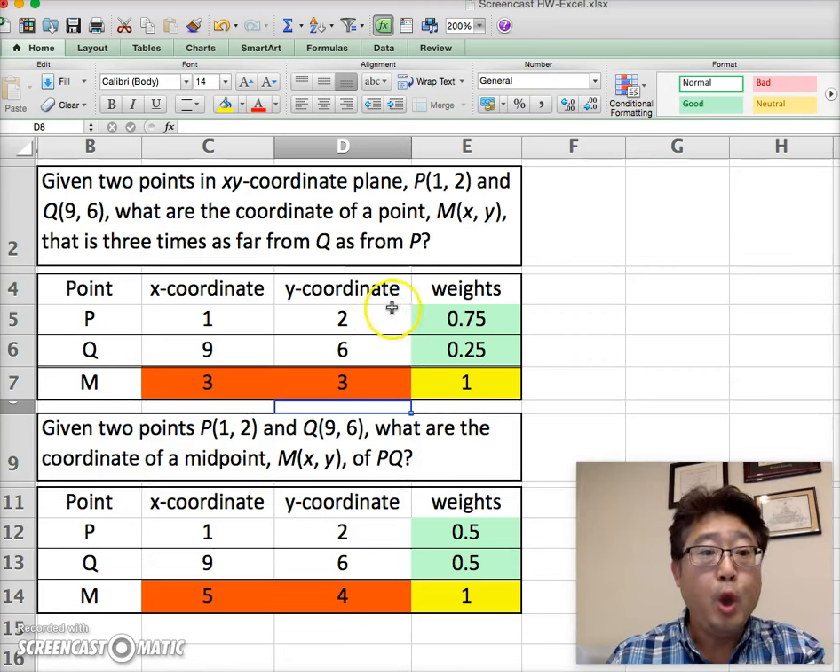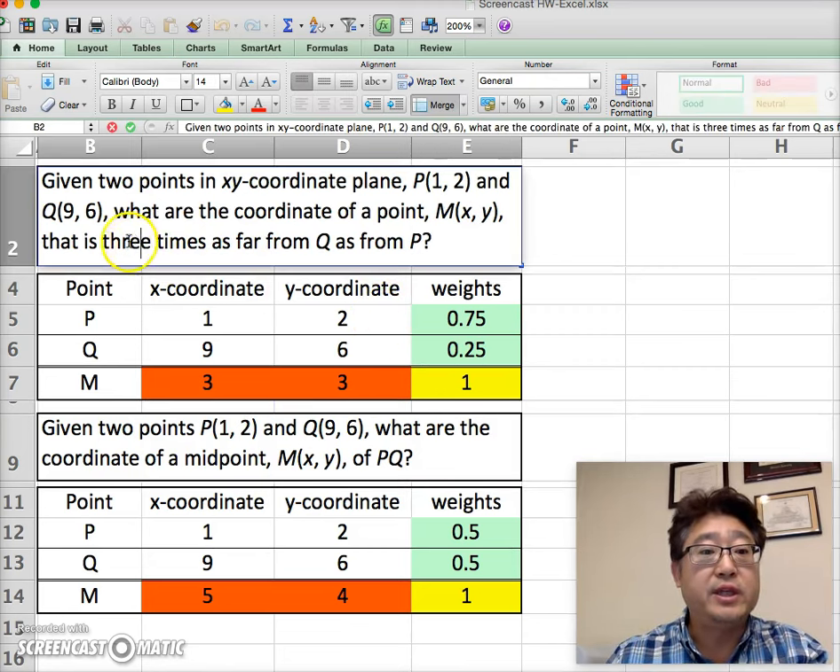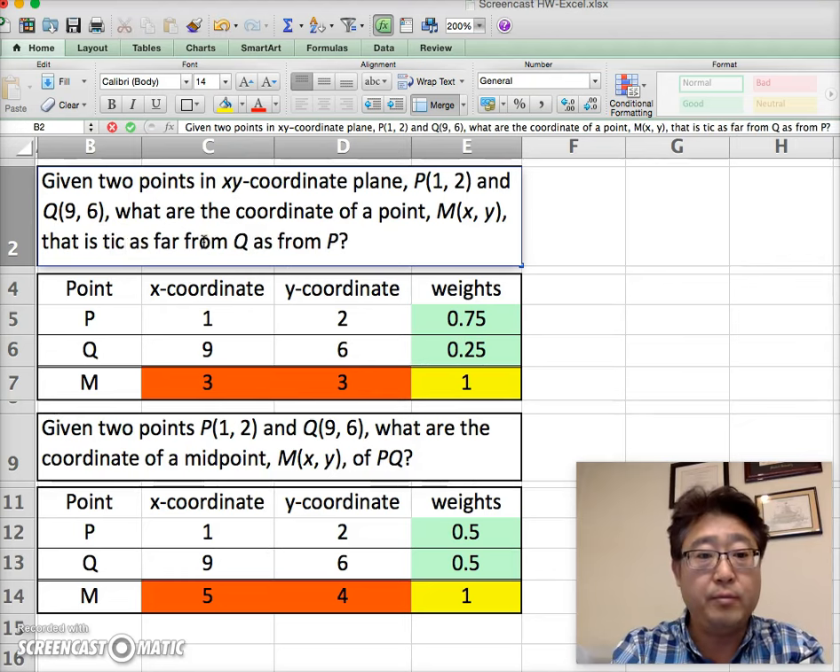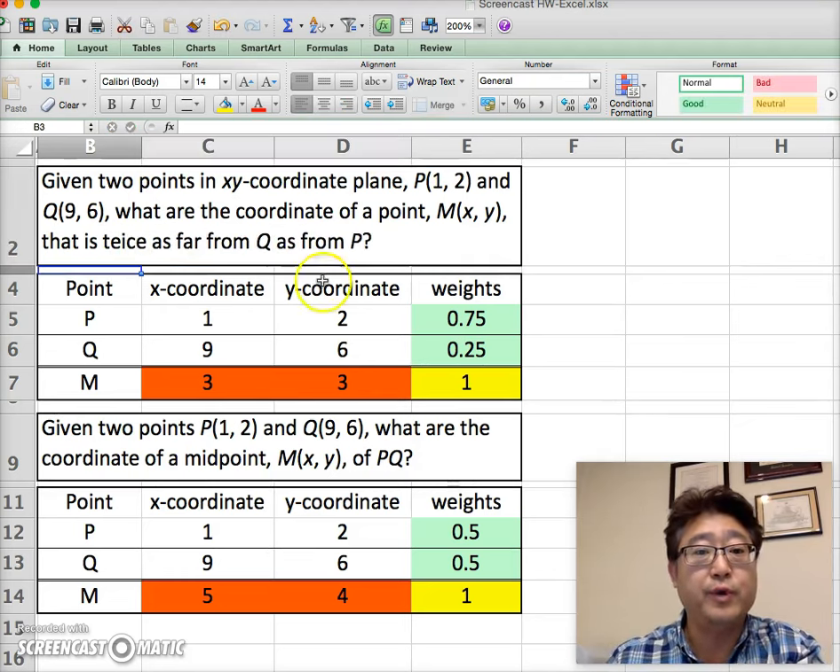Now, what if you change the problem a little bit so that M is, instead of being 3 times, we will say twice. Let me retype. Twice as far from Q as from P. This time, since M is closer to P again, the distance from P to Q is 1/3 of the total distance.